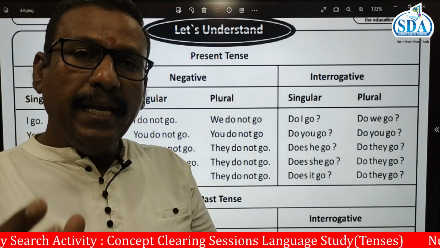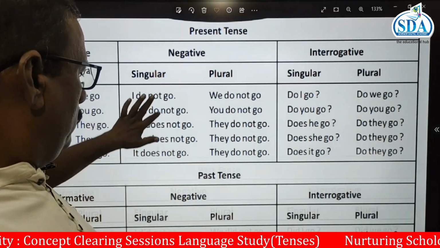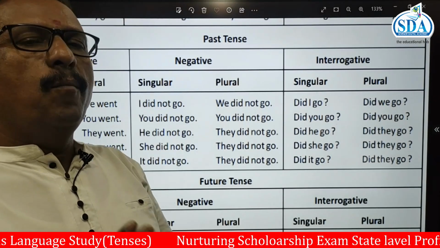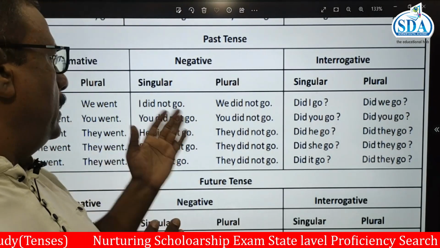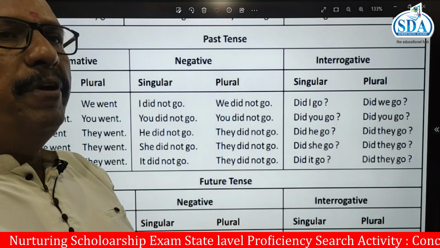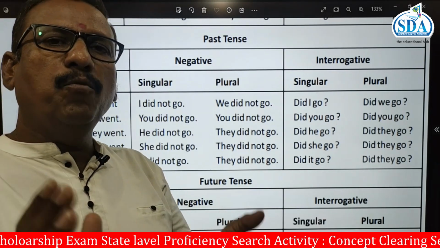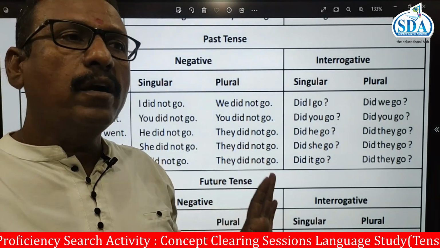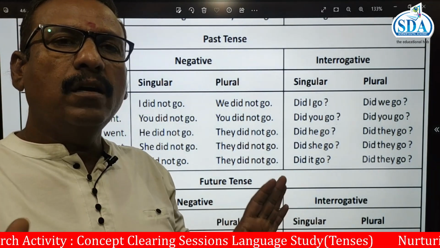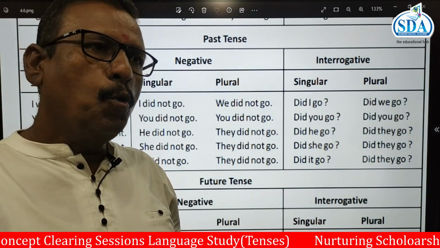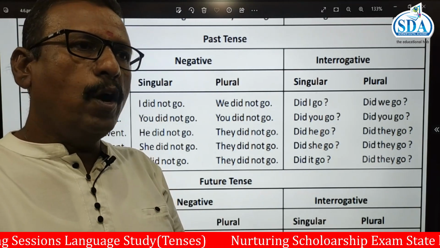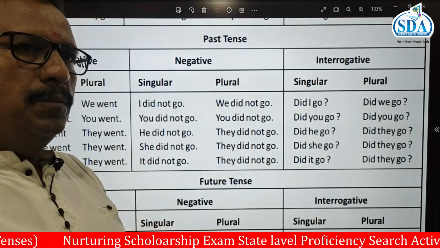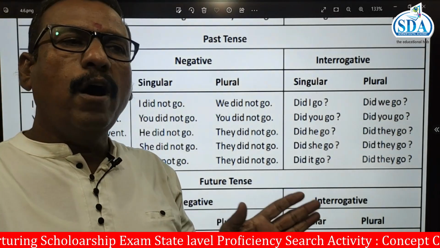And in case of past tense, see here, in case of affirmative sentence: I went, we went, you went, in that way. Then in negative sentence, I did not go, we did not go, you did not go, he did not go, they did not go, she did not go. Then it did not go, they did not go.